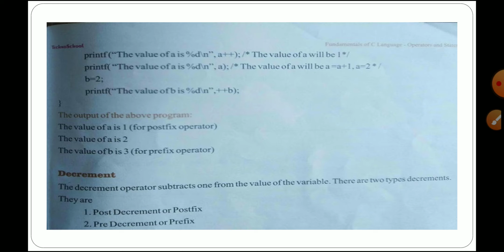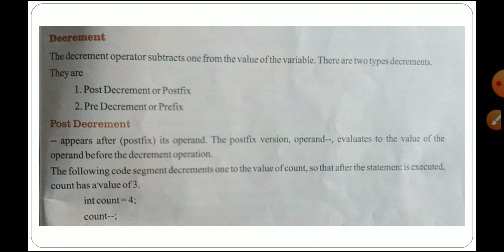Already I told you, for our mobile phone recharge we say prepaid and postpaid. Prepaid means we have to pay beforehand and then use the internet connection. Postpaid means we use the internet connection and pay afterwards. This is the difference between pre decrement and post decrement. Already I told you the two types, post decrement and pre decrement.